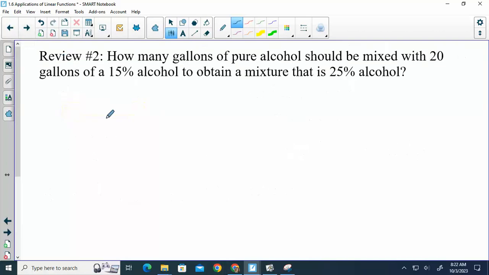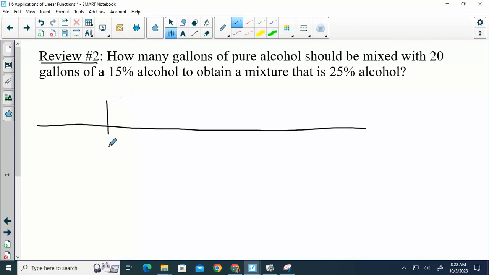Let's look at the next one. How many gallons of a pure alcohol should be mixed with 20 gallons of a 15% alcohol to obtain a mixture that is 25% alcohol? What should I do here? Make a table.